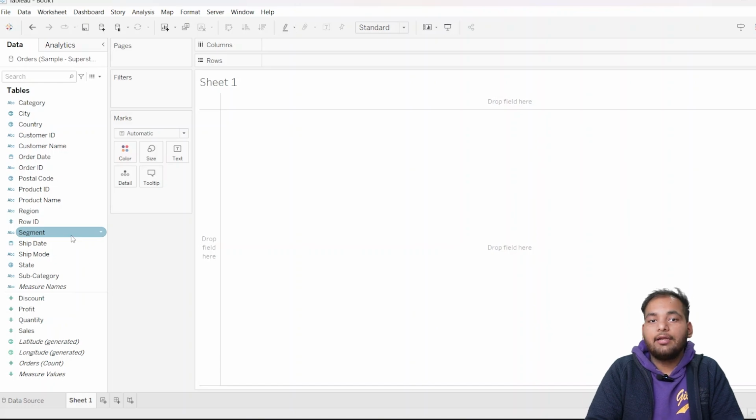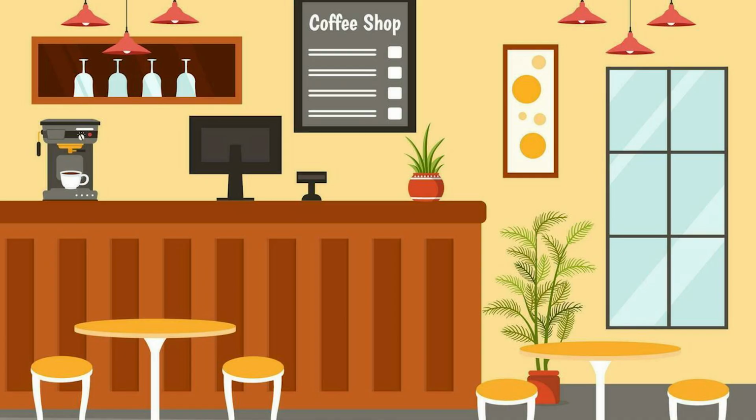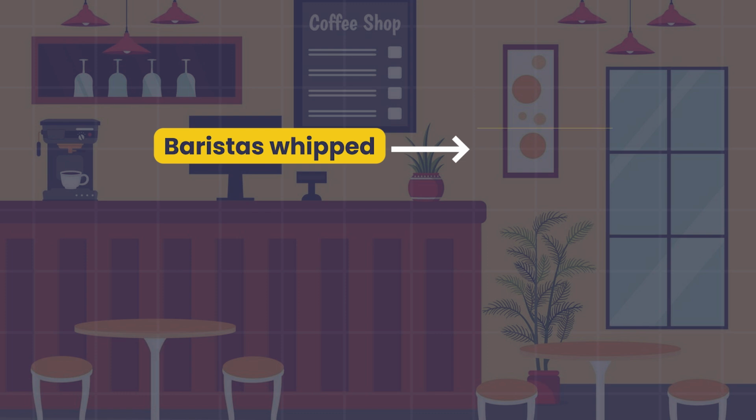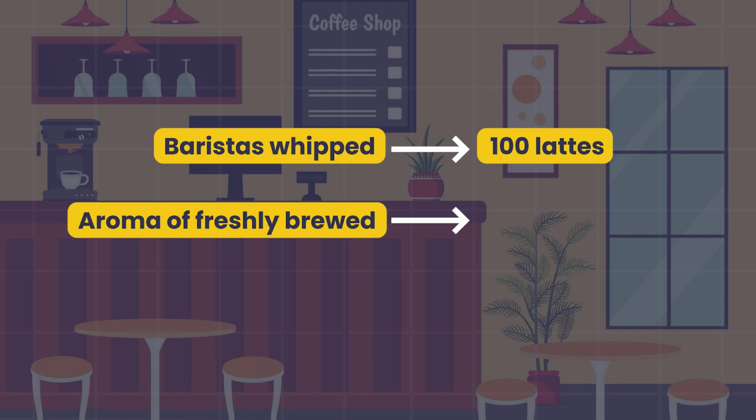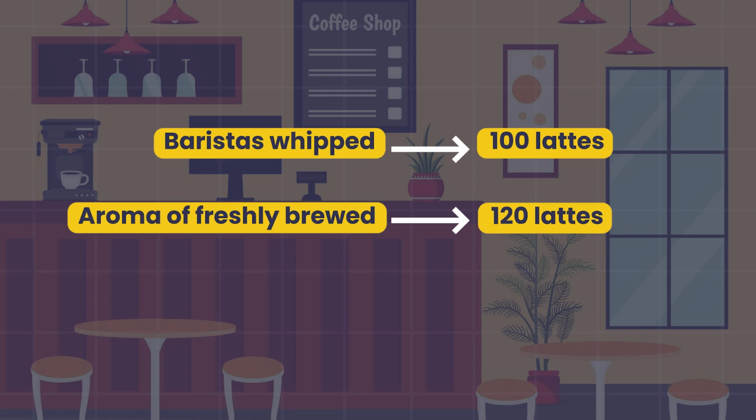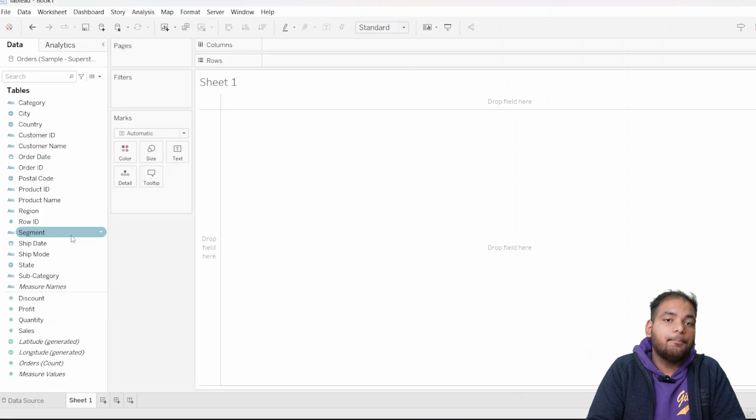Imagine this, you're running a trendy coffee shop in the heart of the city. Yesterday, your barista whipped up 100 lattes, but today the aroma of freshly brewed coffee attracts even more customers, and you sold 120 lattes. That's great news. But here's the real question. How much better did you do today compared to yesterday? Now, you could celebrate and say, yeah, we sold 20 more lattes. But as a smart owner, you want more insight. Was today's jump significant? Should you double down on the morning happy hours or tweak your marketing strategy?